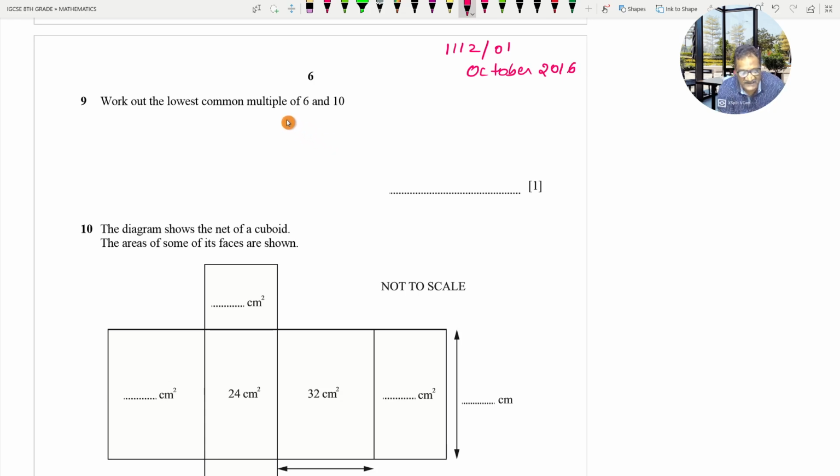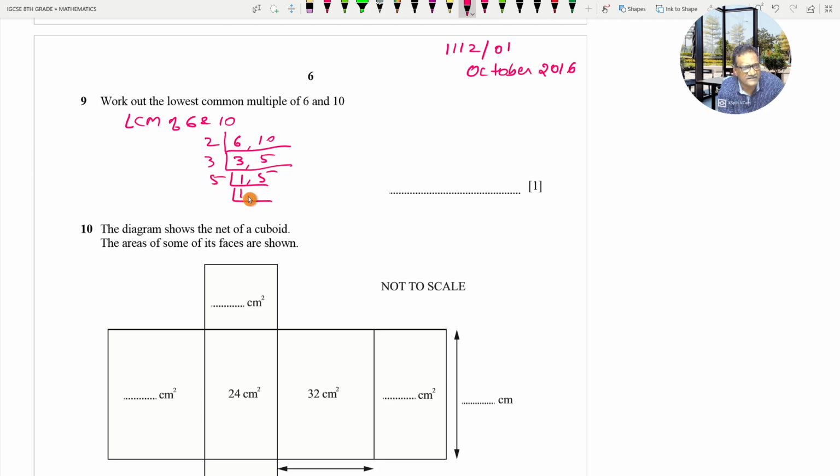Question number 9 says: work out the lowest common multiple of 6 and 10. So you have to basically find the LCM of 6 and 10. There are many methods of doing this. The best one is the division method. So 6 and 10, I'll take 2. 2 3s are 6, 2 5s are 10. Now 3 1s are 3, and 5 I'll keep as it is.